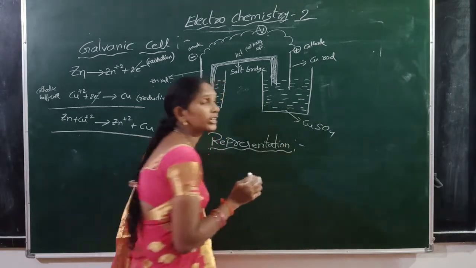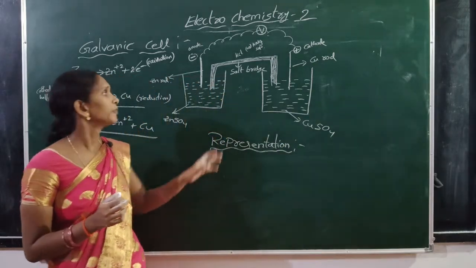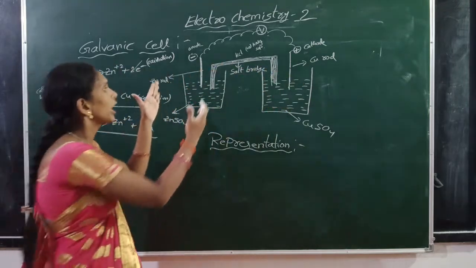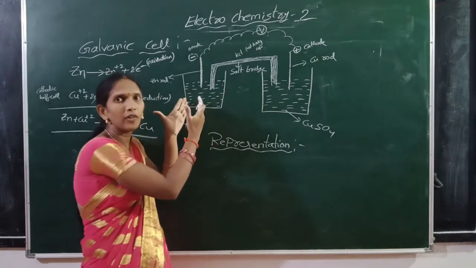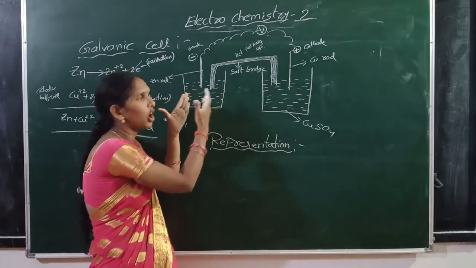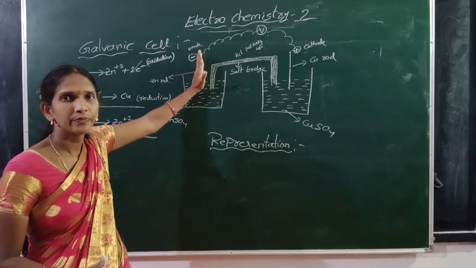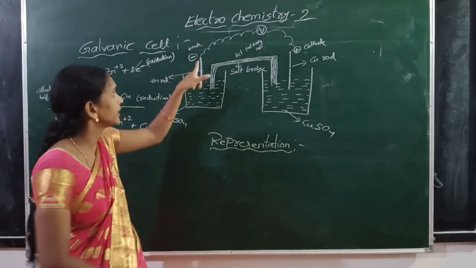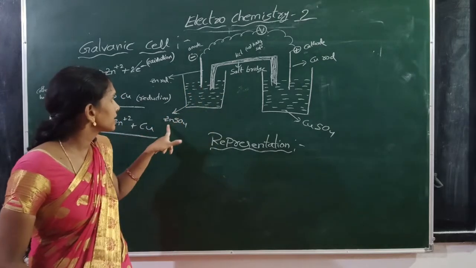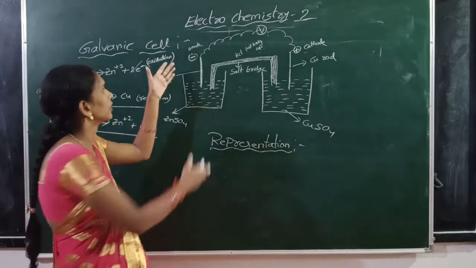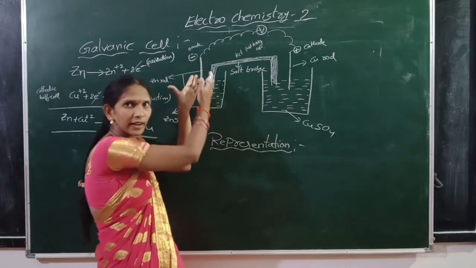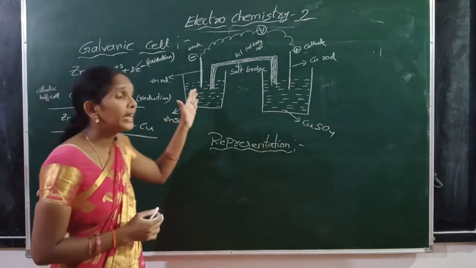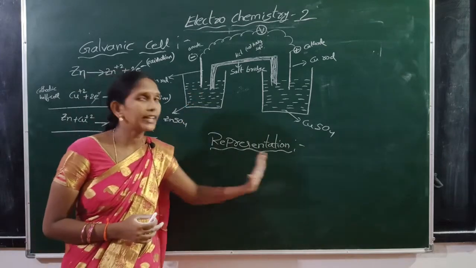Representation of an electrochemical cell. This is one half cell, and this is the other half cell. The half cell consists of an electrode in contact with its ions. This electrode is in contact with these ZnSO4 ions. It is represented by a vertical line.